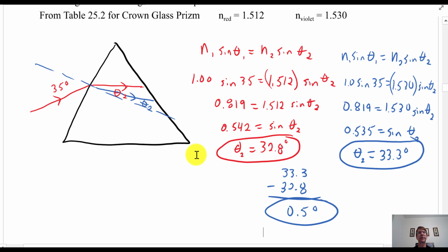Dispersion is the splitting of white light into its colors, arranged in that order. It's because of the different indices of refraction, or the different speeds of the different colors. The higher frequency, which is the blue and violet, gets slowed down more, because once again, the bending is due to a change in speed in that medium.